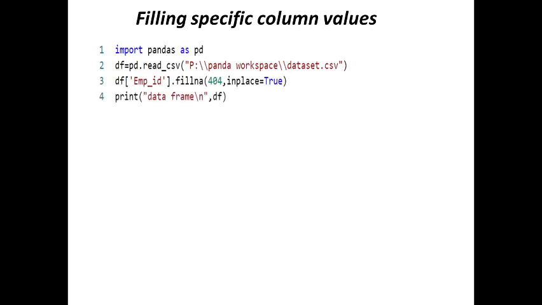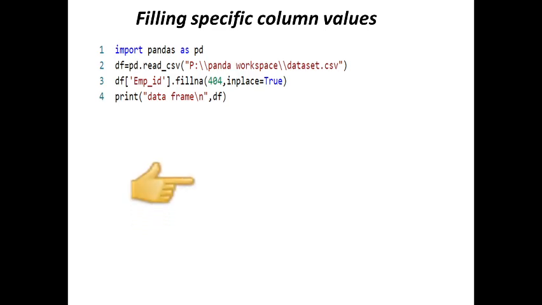Now if you wish to fill specific column values, you can do that. For that you need to call the fillna function with the column. So this is the syntax. In the third statement we are writing df, and then inside square brackets we are writing the column name. So this is the syntax to access a column. This we have already discussed when we discussed data frames. So we are invoking the fillna function on emp id. So we are filling missing values with 404 in the emp id column only, right?